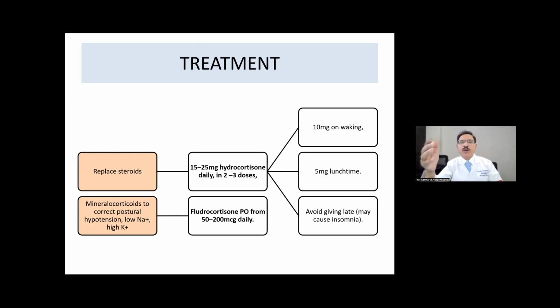Give 15 to 25 milligrams of hydrocortisone daily in 2 or 3 divided doses. I prefer to give 10 milligrams in the morning and 5 milligrams at lunch, so that it covers the whole day, not all in one shot. Give 10 milligrams on awakening, 5 milligrams at lunch, 15 milligrams total. If it requires 20 or 25 milligrams, have an evening dose.